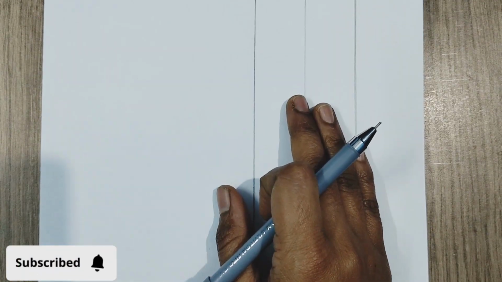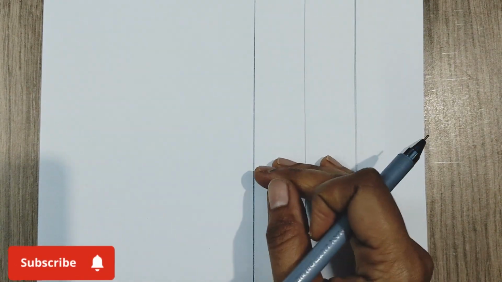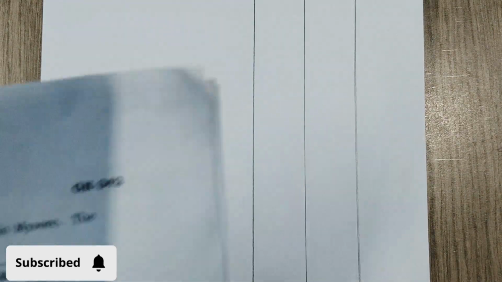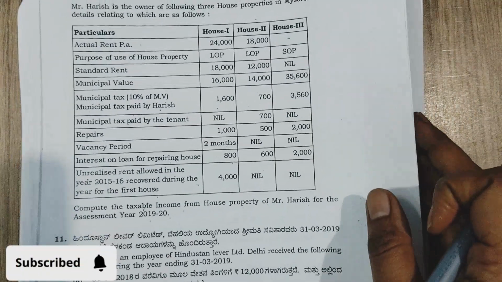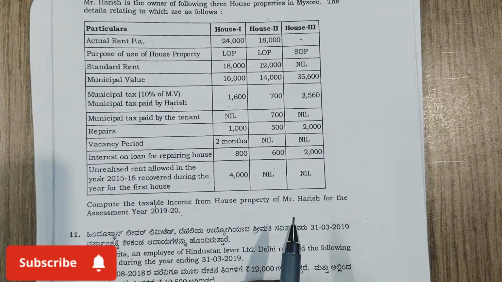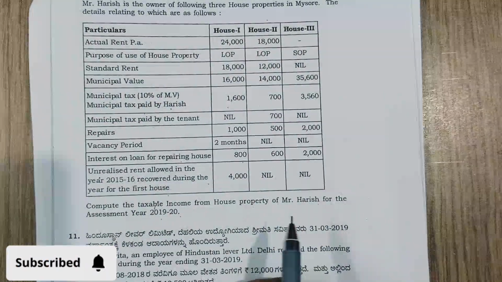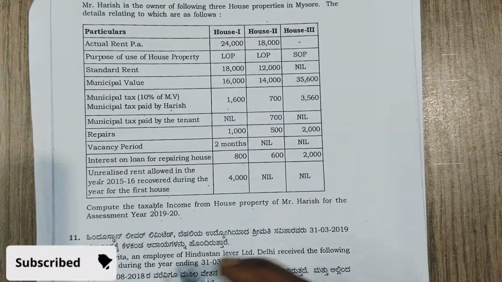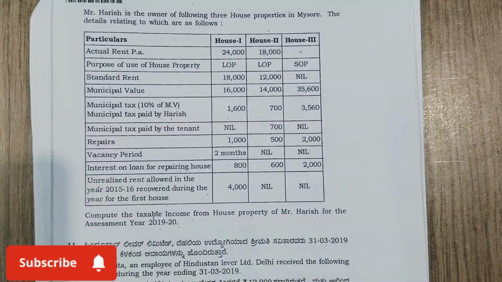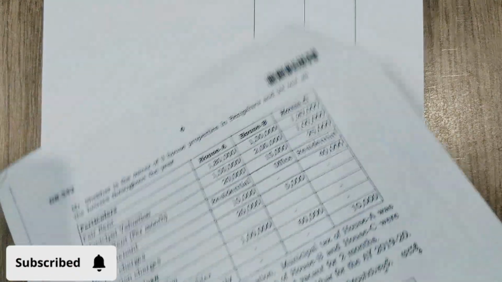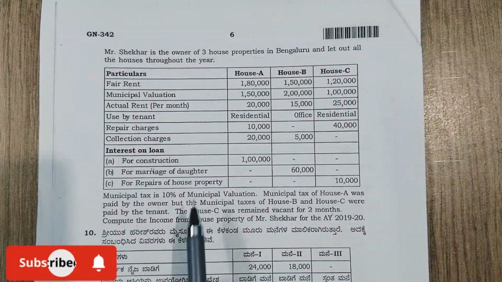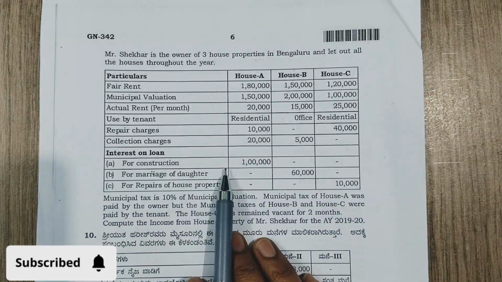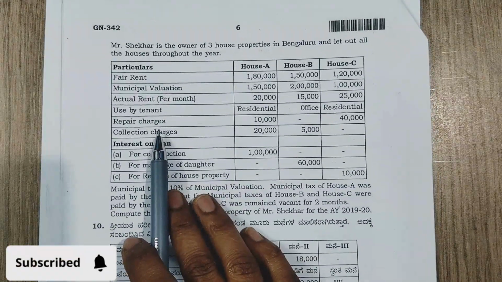I am Rajeshwari. Here we are solving the previous year question papers of income tax. We have solved the salary and house property for 2024, 22, 25. Now today we are solving 2019. In 2019 there are two questions on house property. Let us solve these questions.